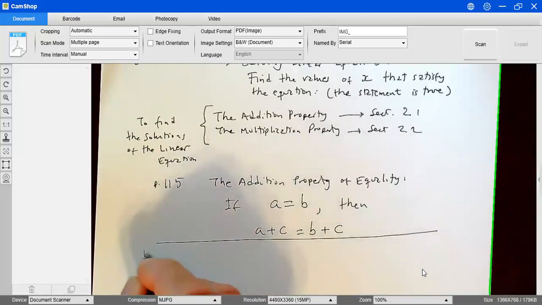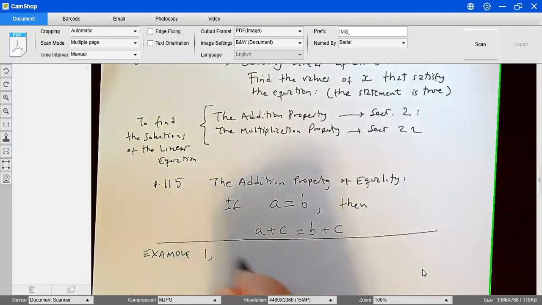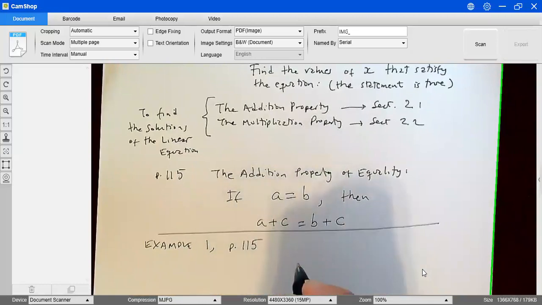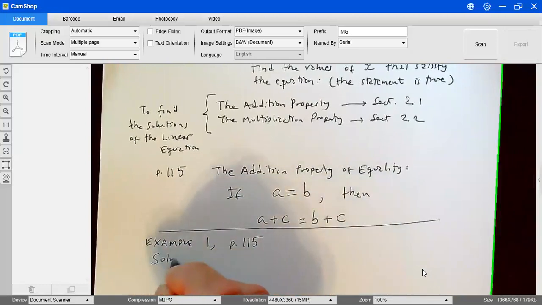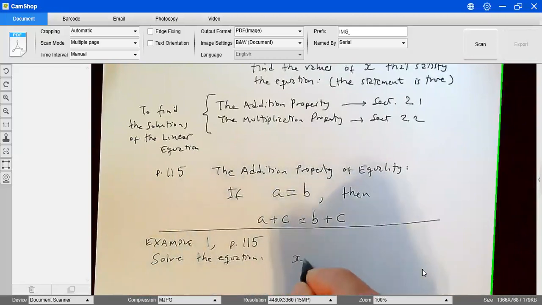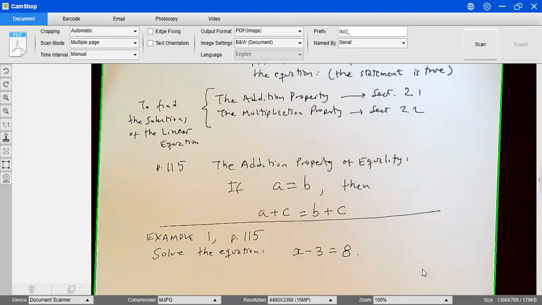I'm going to solve the first example of this chapter. This is going to be Example 1. That example is also on page 115. And the directions are: solve the equation. And the equation is x minus 3 equals 8. That's the equation. We want to find the values of x that make this statement true.